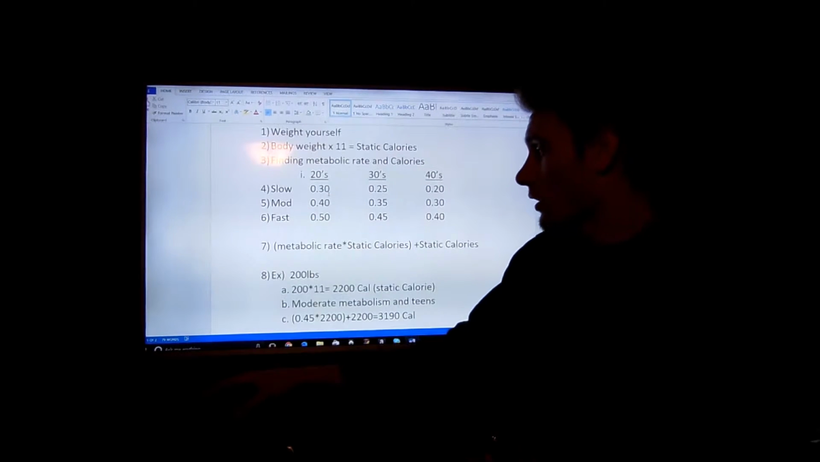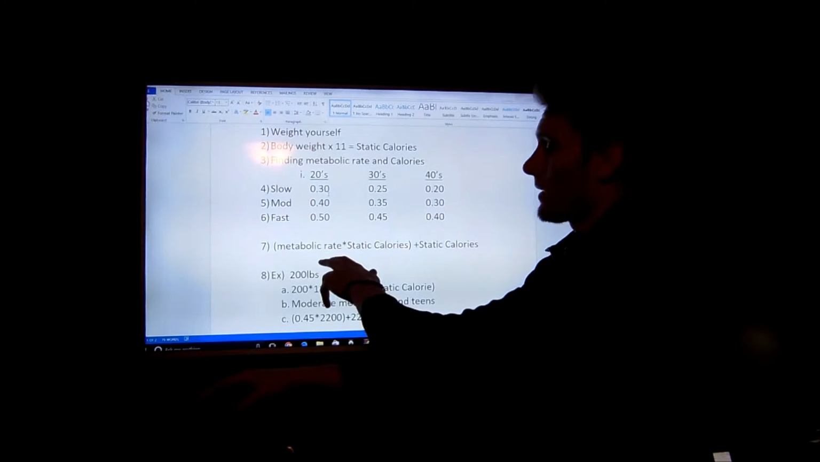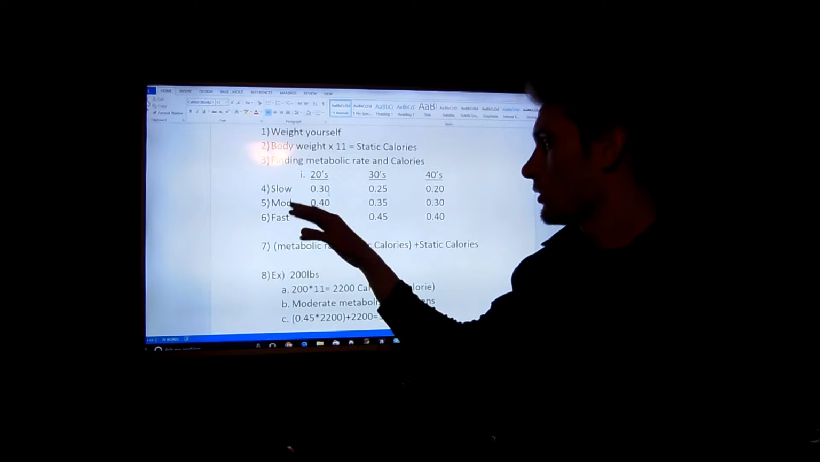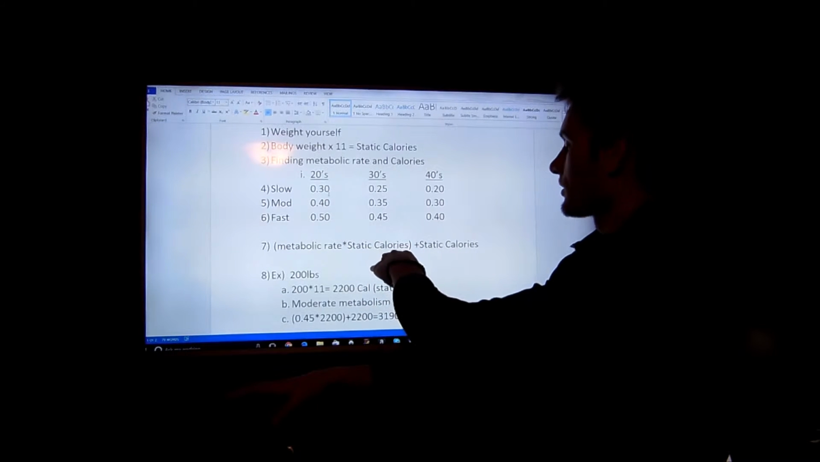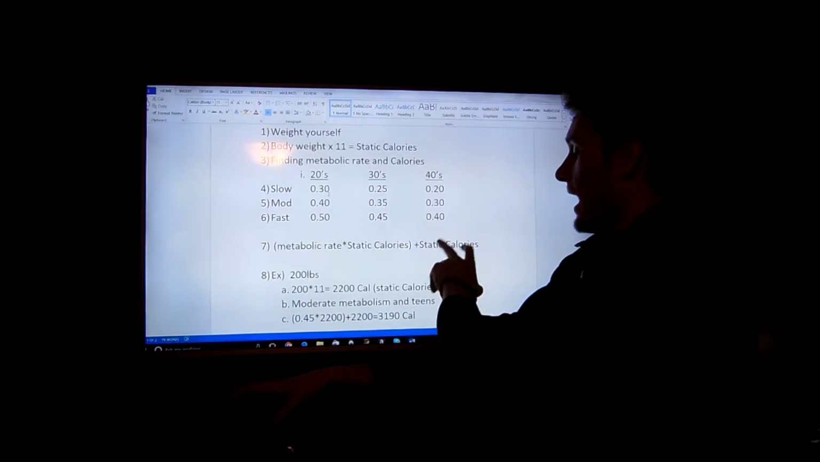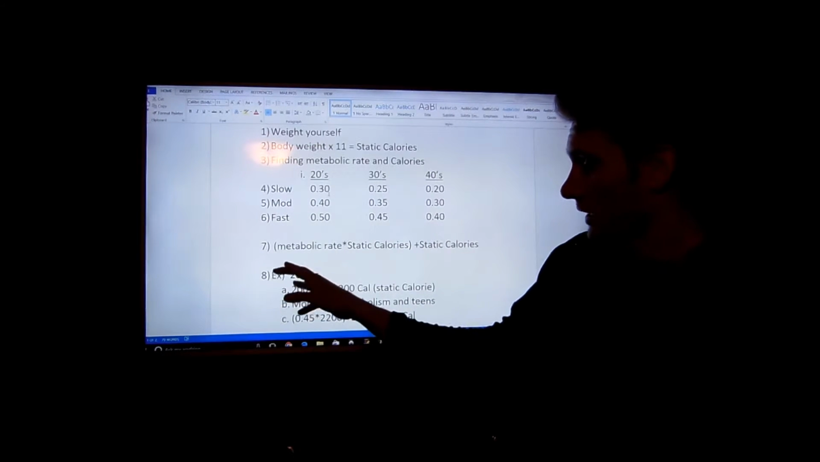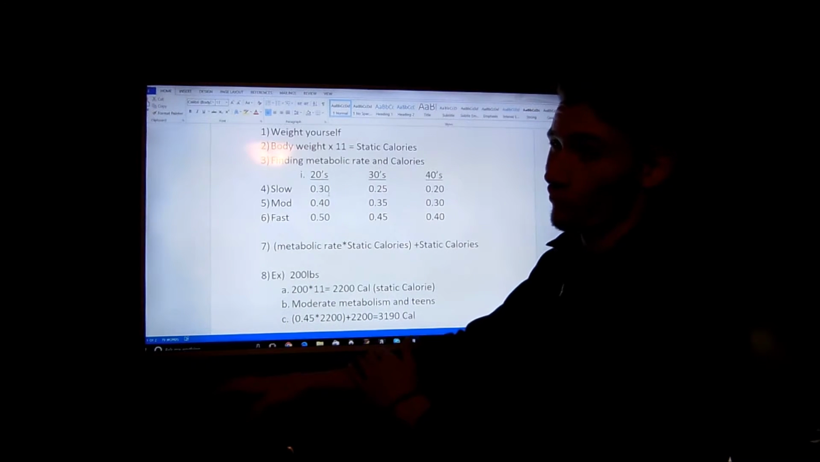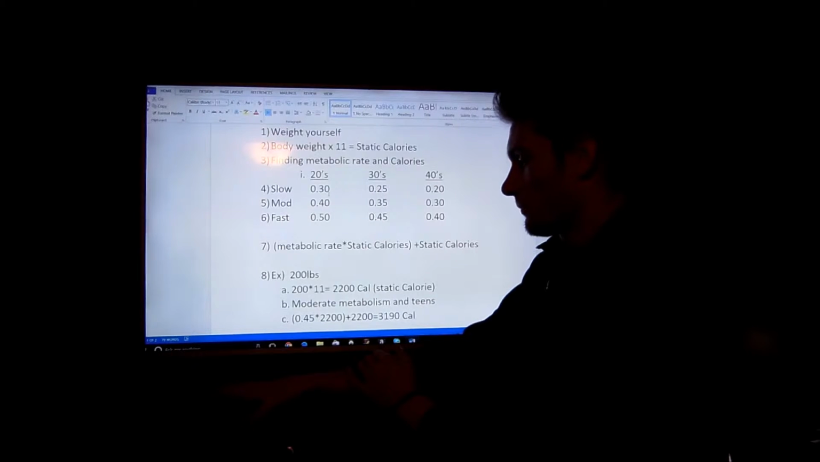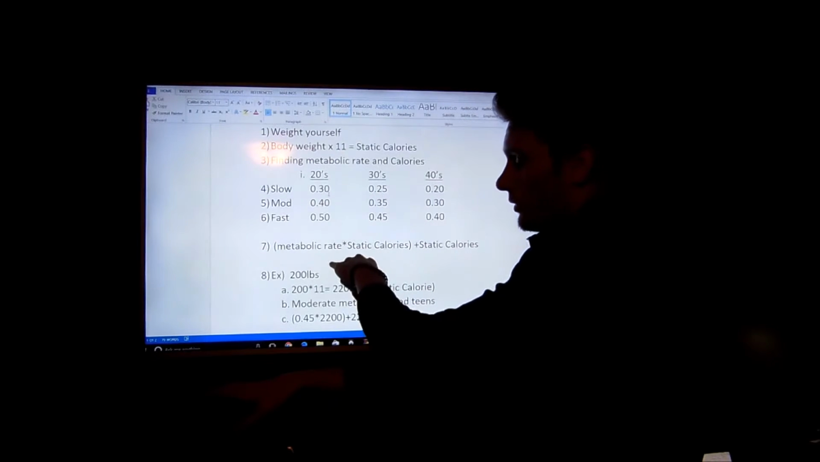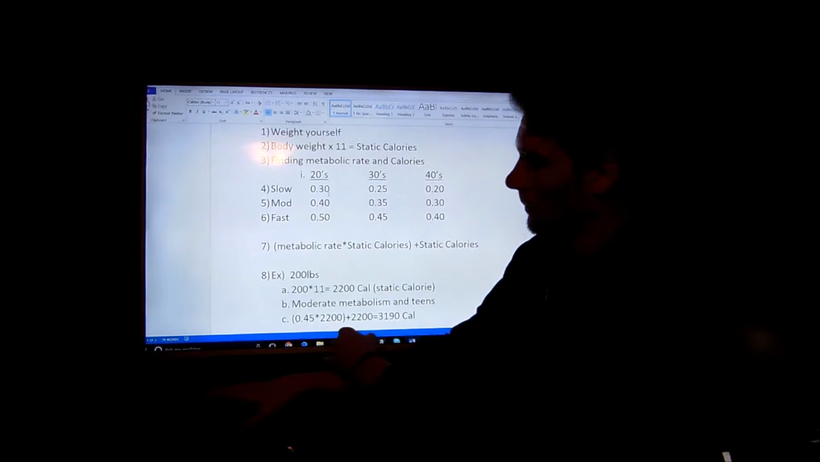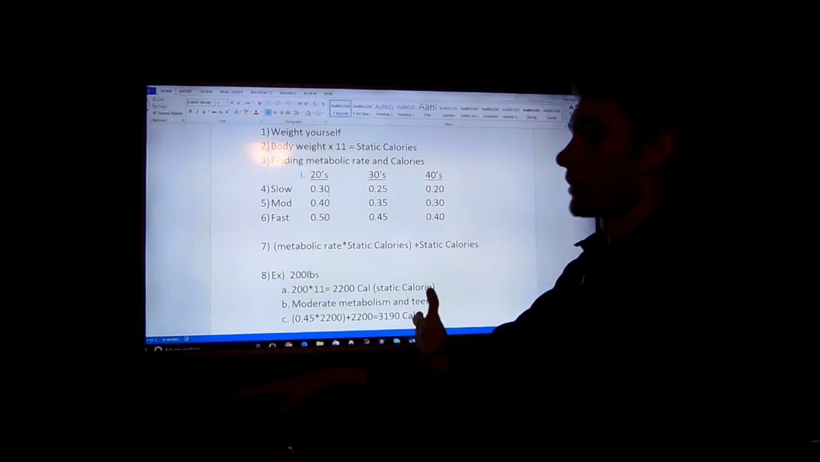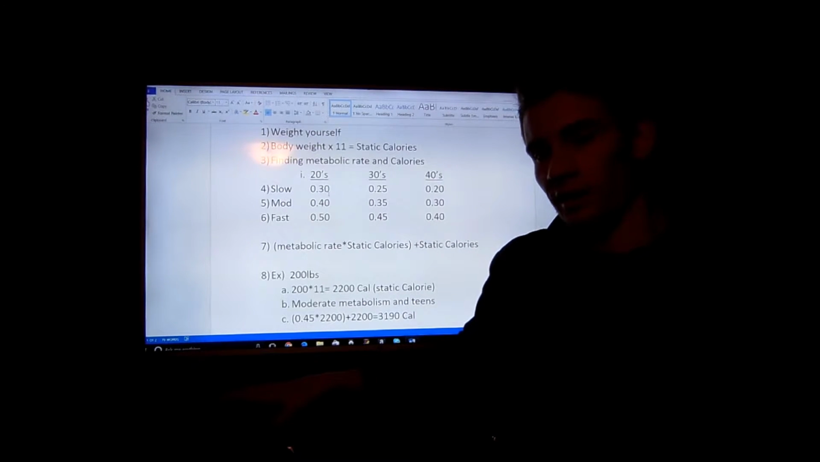So once you decide what you are, you're going to do this little calculation right here. You're going to take your metabolic rate, whatever decimal this is, multiply that by your static calories, get that number, and add the static calories again. Right down here I have an example. I'm roughly 200 pounds, so this is pretty close to me. I'm about 203 right now, and I'm doing a cut, but I'm going to say 200 pounds for this example. So 200 times 11 is 2,200 calories. That's my static calories. That's me not doing anything, laying in bed all day to stay the same and function properly.